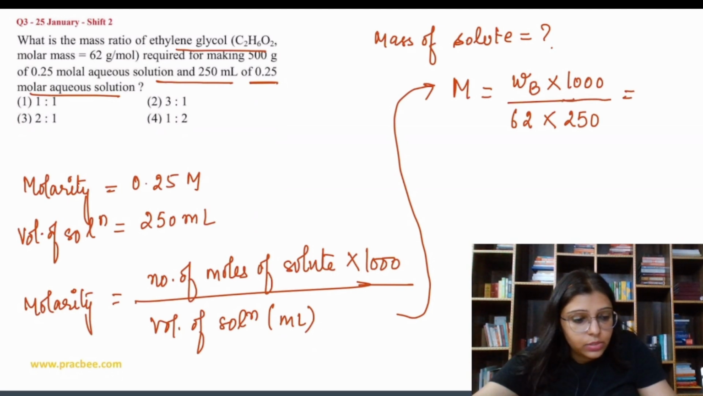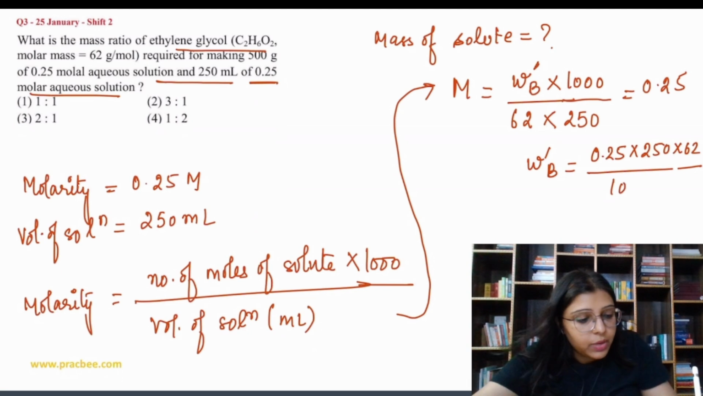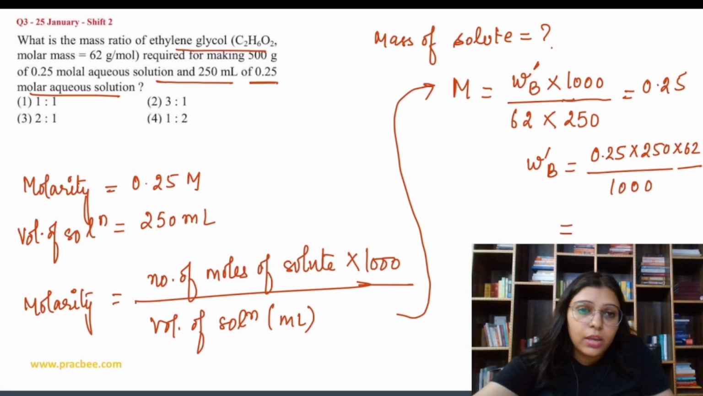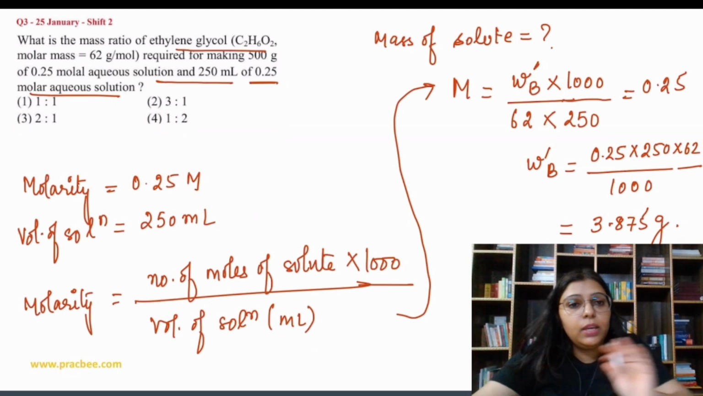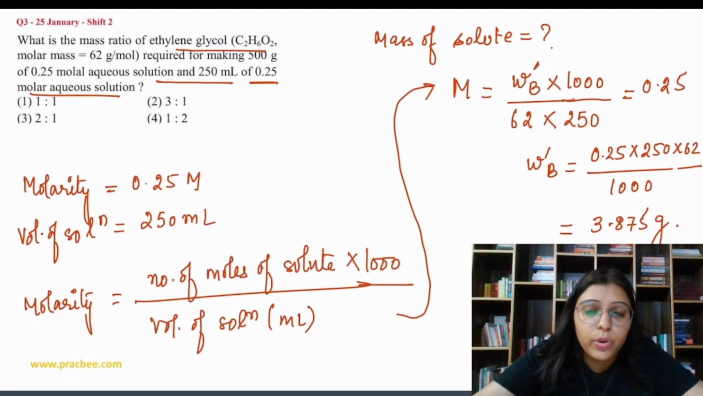And this molarity is 0.25. So when you solve this, suppose this is W'B. So W'B is going to be 0.25 into 250 into 62 divided by 1000. Okay. So once you solve this completely, you get the value 3.875. It means this many grams of ethylene glycol is required to make the solution of this concentration, which is 0.25 molar.